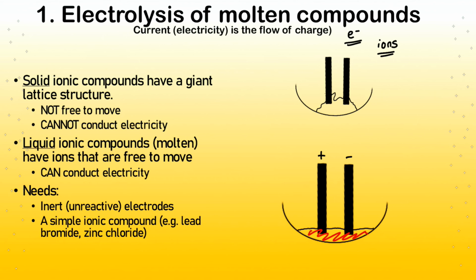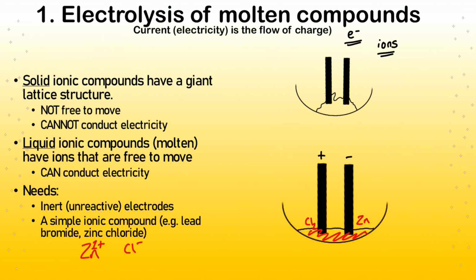And zinc, Zn, is a metal, so it has a positive charge, and chlorine has a negative charge, and therefore they will move to the respective electrodes. So you'll have at the negative, you'll have zinc building up, and at the positive, you have chlorine building up. So you get chlorine gas and you get zinc metal.